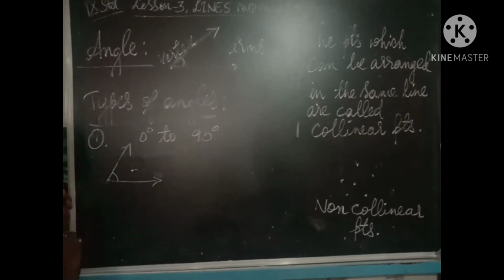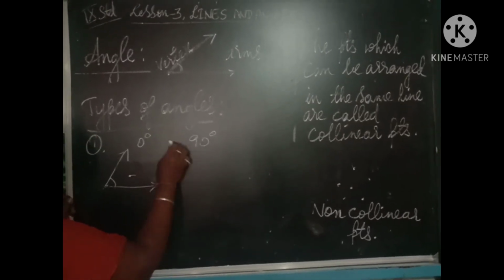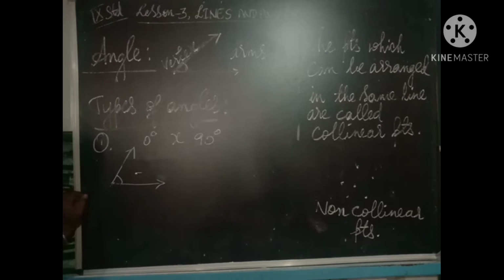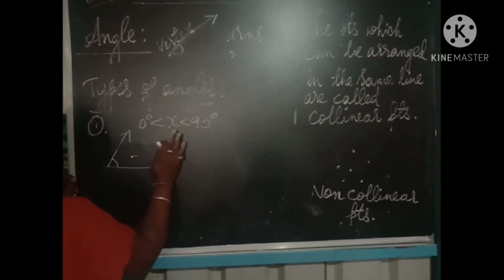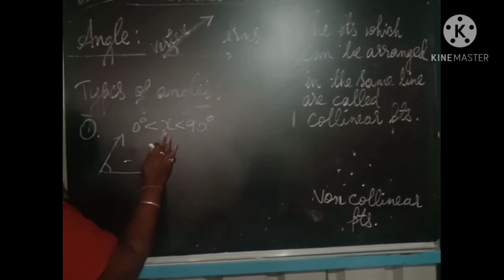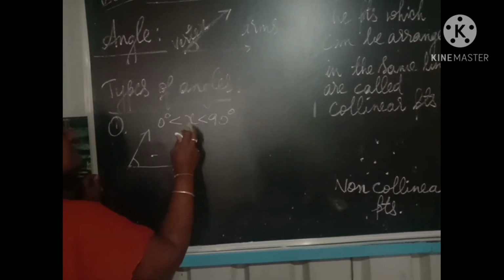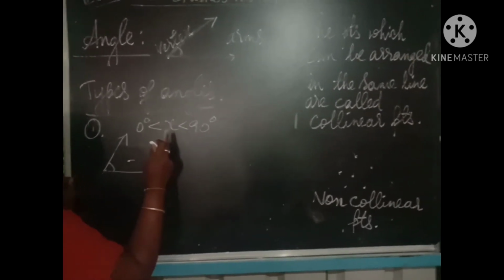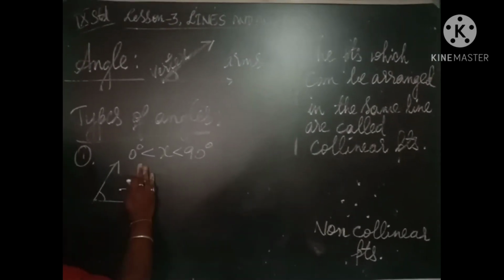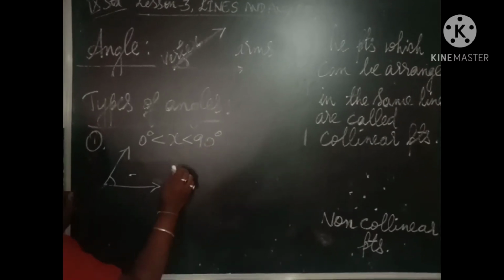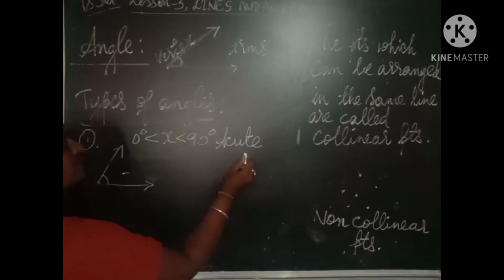Above 0 degree and below 90 degree. That means how can we write? Let us take this as x. x is a degree, that is 0 degree less than x less than 90. What does this x represent? x may be 20 degree, 30 degree, 60 degree, 80 degree, like that. That means an angle between 0 degree and 90 degree. Such an angle is called what? Acute angle. Such an angle is called acute angle.